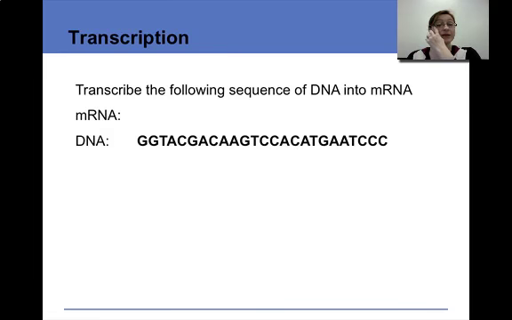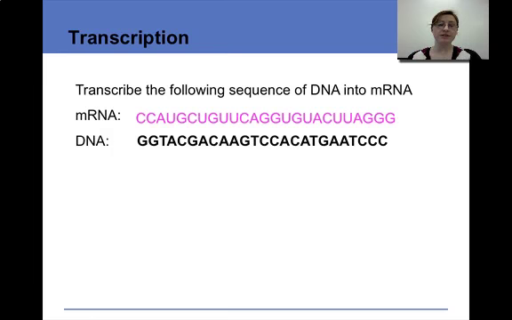Okay, now that you've finished that, let's take a look at the answer. Take a pause here, check to make sure you have all of your base pairs correct. Your G is going to be C in RNA, T in DNA will be A in RNA, A in DNA will be U in RNA, and a C in DNA will be G. And you go through the entire sequence that way.